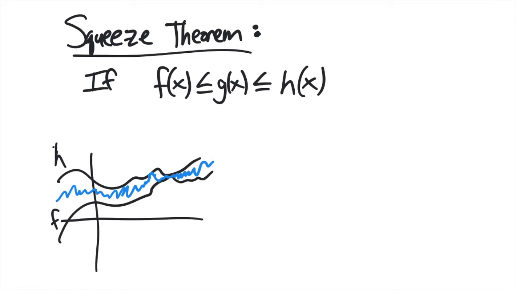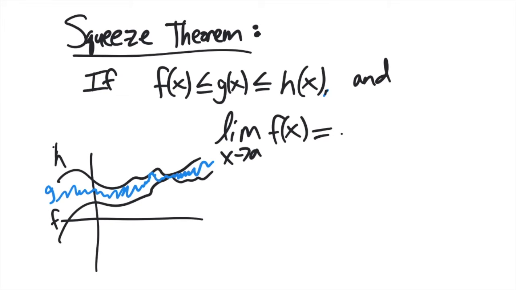So let's suppose for a second that we have this kind of a graph and this kind of a situation here. So we have an h function, an f function, and then g sits right in between them. And suppose for a second, let's go back to black instead of blue. So suppose that we have a situation where the limit as x goes to a of f of x is equal to the limit as x goes to a of h of x.